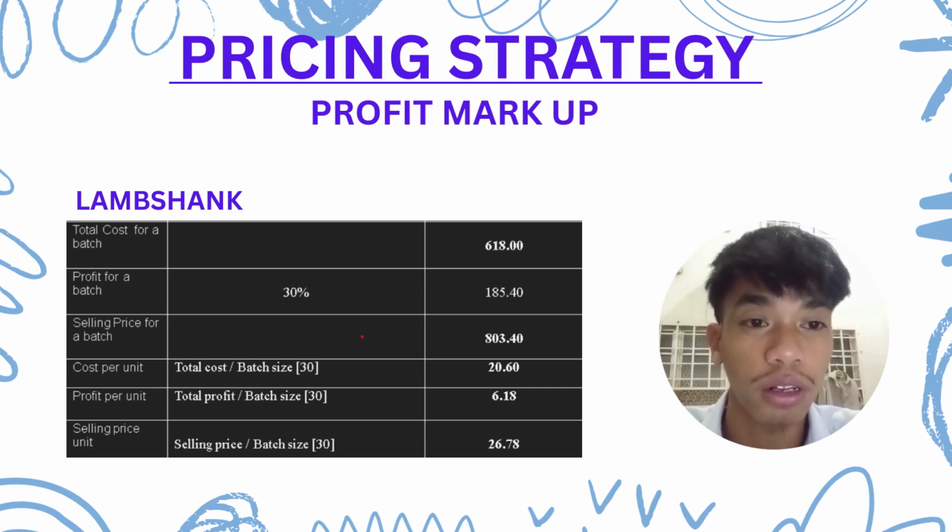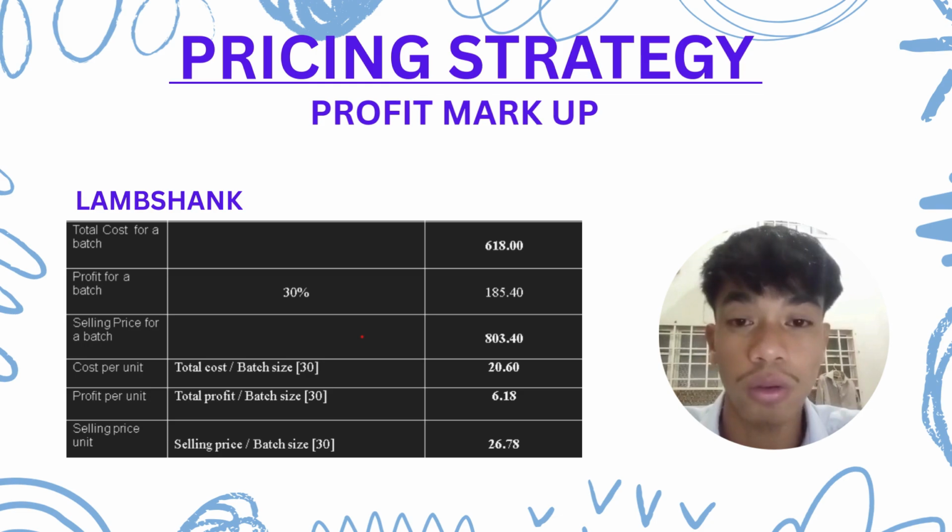Cost per unit, total cost, batch size 30. The price is 20 ringgit and 60 cent. Profit per unit, total profit, batch size is 30. The price is 6 ringgit 80 cent. Selling price unit, selling price, batch size is 30. The price 26 ringgit and 78 cent.